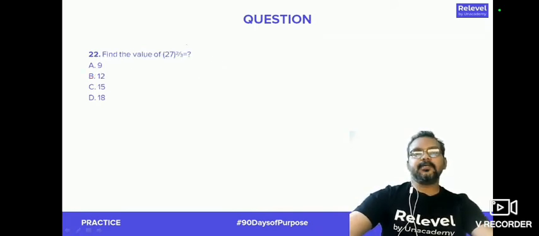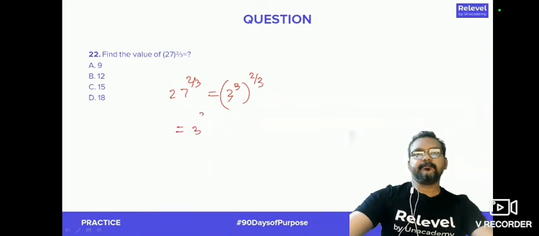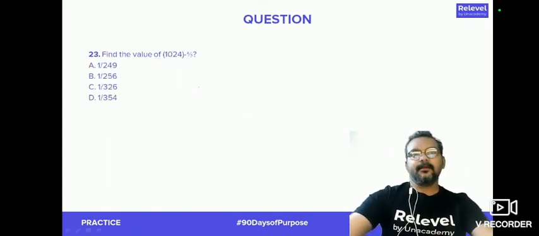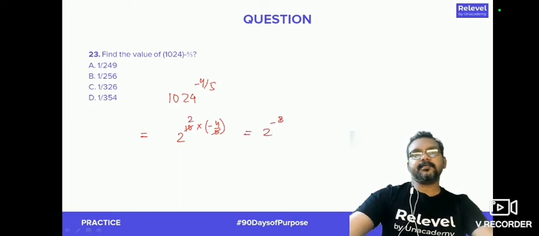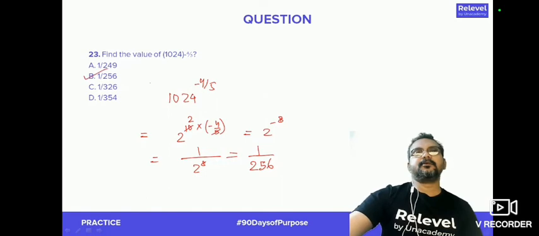Here this is 27 to the power 2/3, which is 3 cubed to the power 2/3. The powers get multiplied. You are left with 3 squared, so that is 9. That's option A. 23. 1024 to the power minus 4/5. 1024 is 2 to the power 10. So the powers get multiplied. So you have 2 to the power minus 8. So this is 1 by 2 to the power 8. And 2 to the power 8 is 256. So 1 over 256. That's option B.